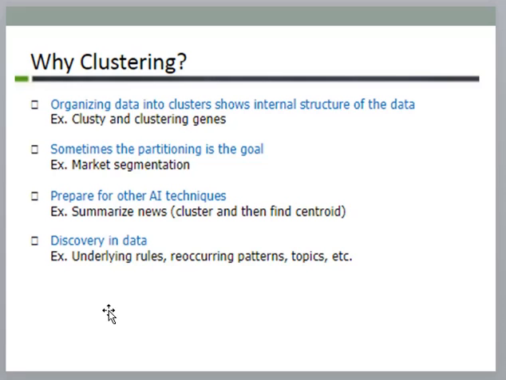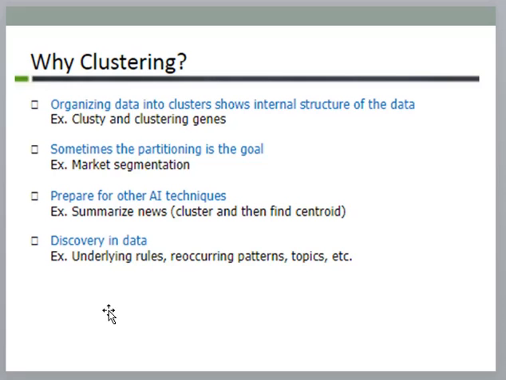Now, if we talk about the applications of clustering, in order to understand the importance of clustering, we can say that clustering can be used to organize data into clusters, which shows the internal structure of the data. And sometimes, in order to perform partitioning, we also use clusters, and that partitioning can help in a number of applications. For example, one application can be market segmentation.